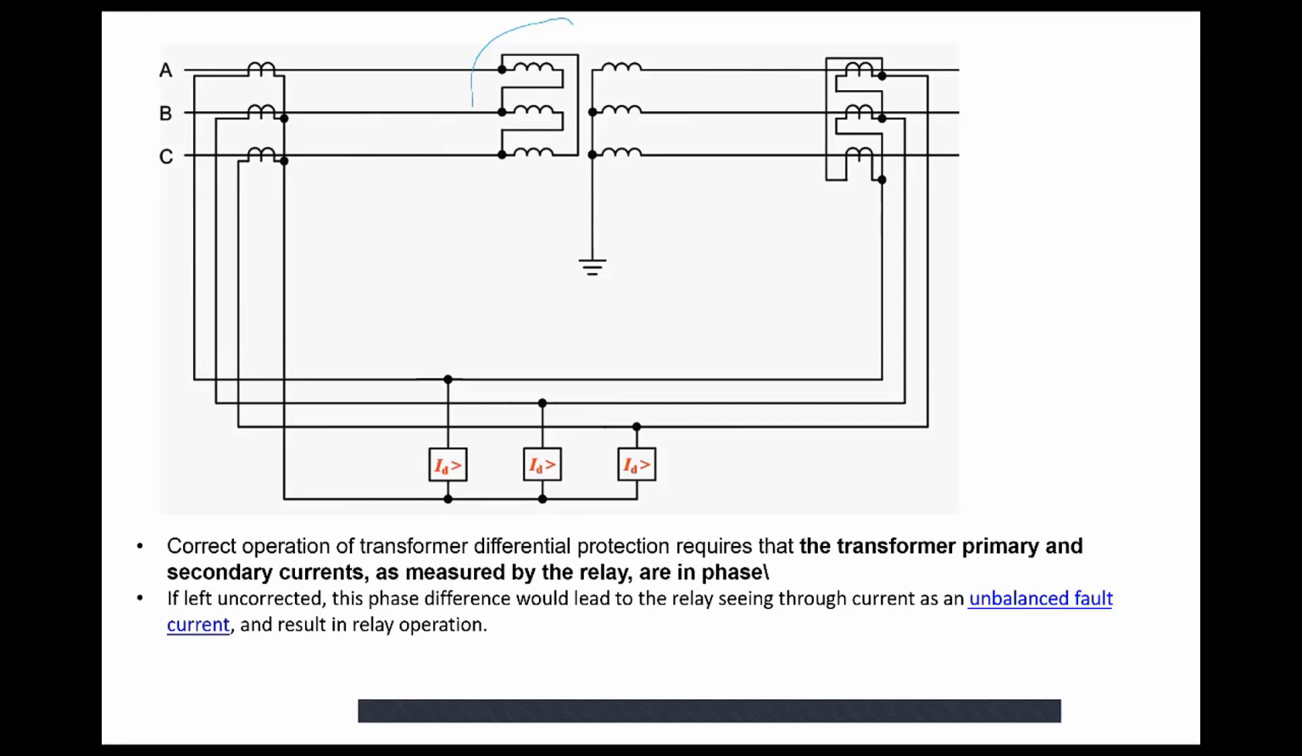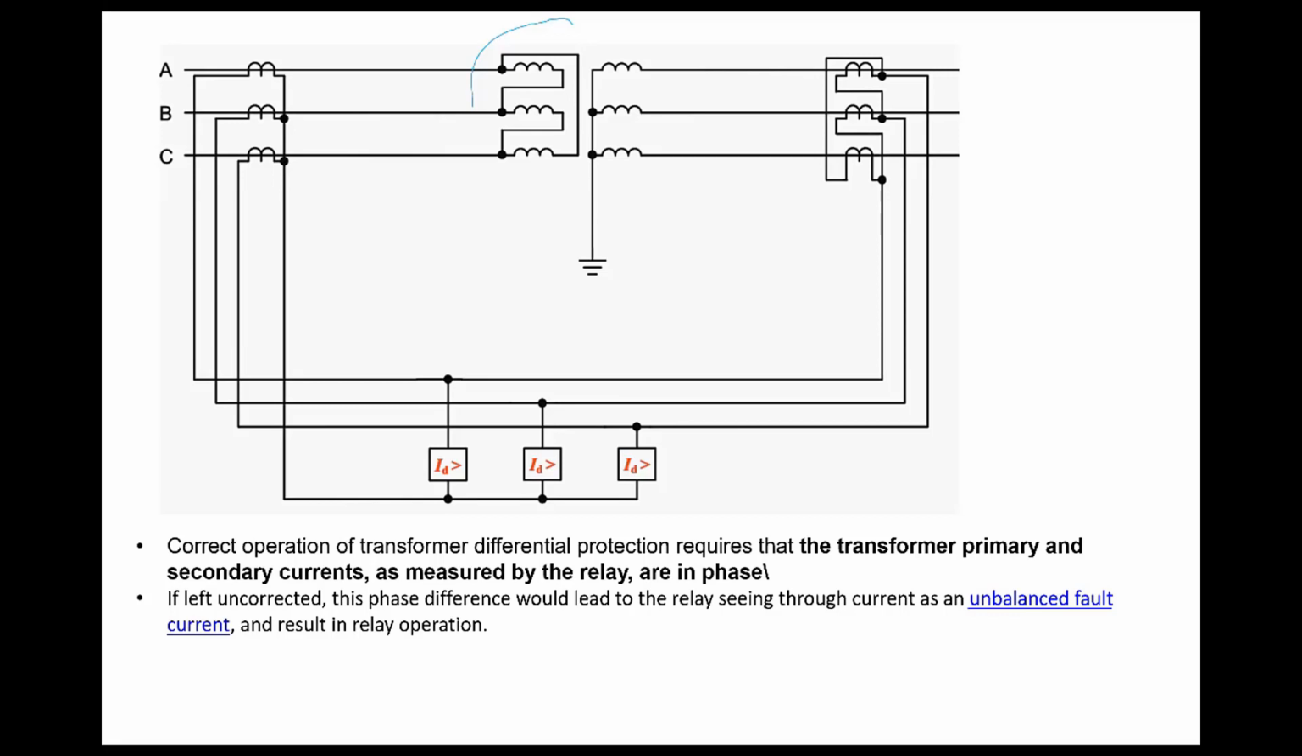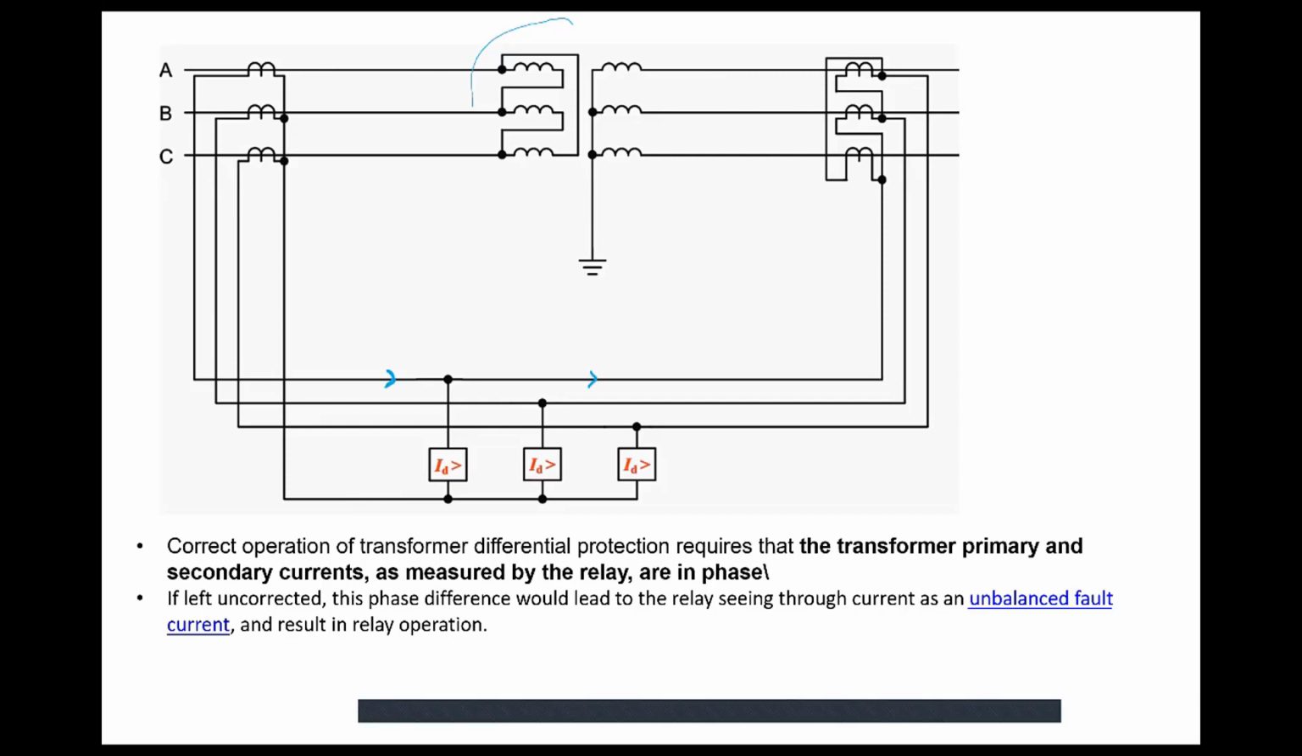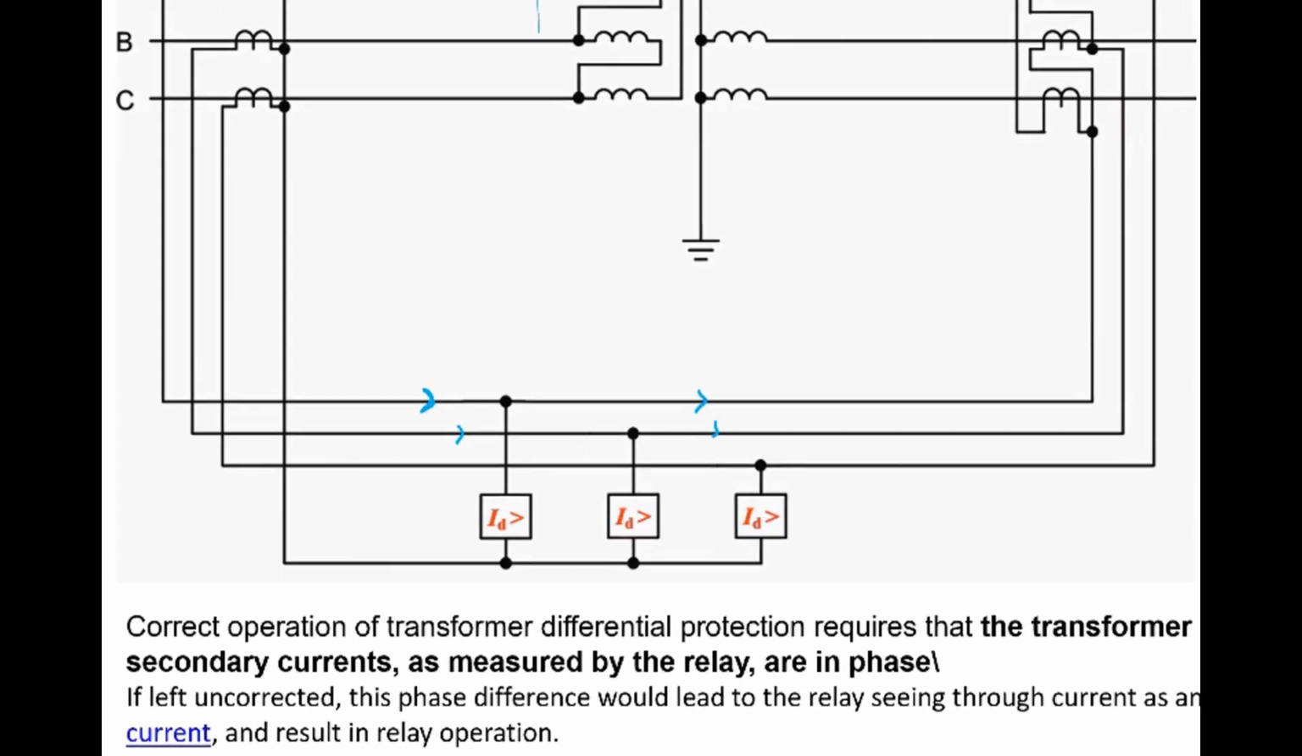The second issue is how to select the CT ratios. The CT ratio should be selected such that when you implement the current differential scheme, under normal healthy conditions, the pilot wires should carry the same current. Understand?